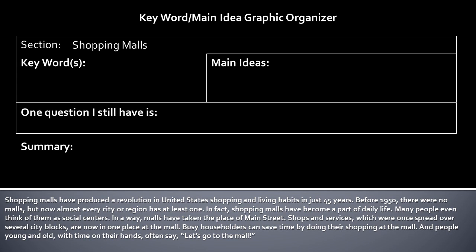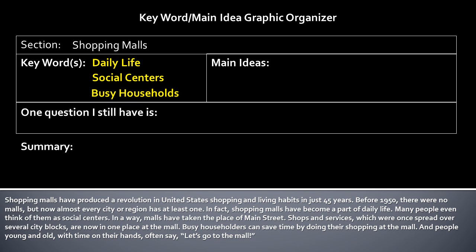What are some of the keywords that we see there? Well, one of them is daily life. Shopping malls are here in our daily lives. Another one is that they are social centers. And busy households love malls. That's a key word. If we didn't have busy households, would we be going to the mall? We wouldn't really have to go to the store often.